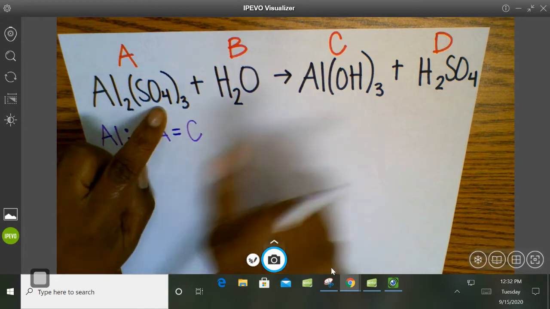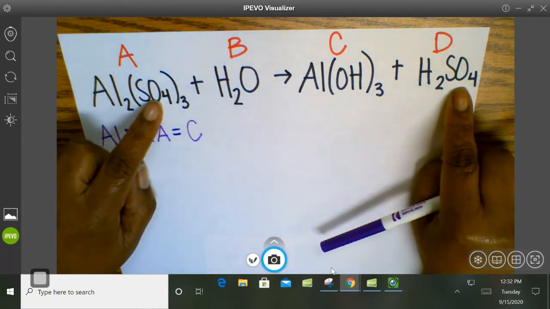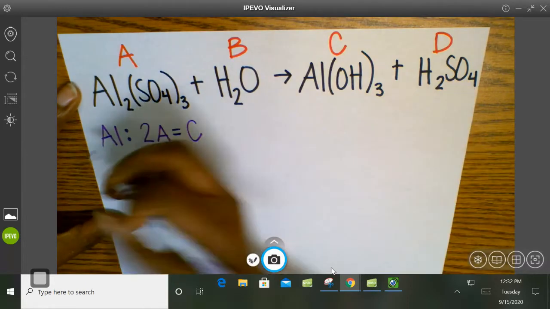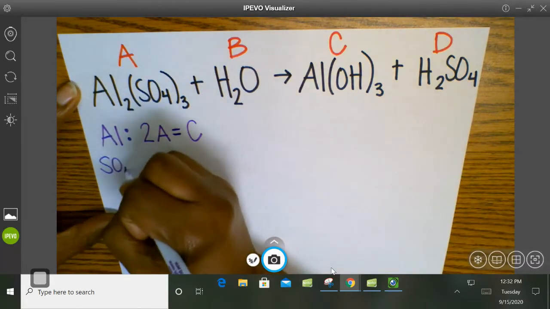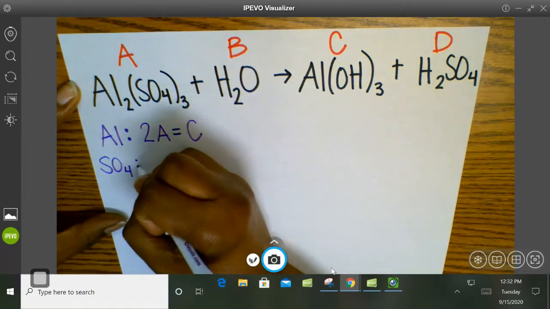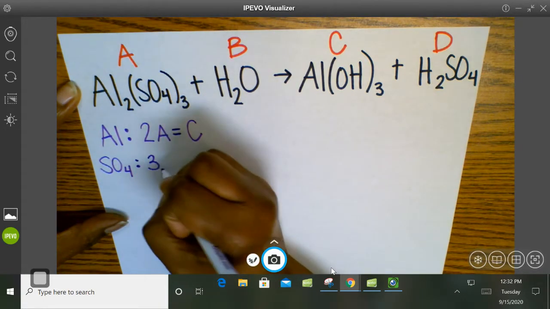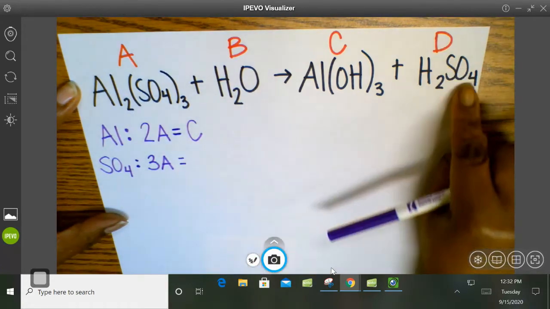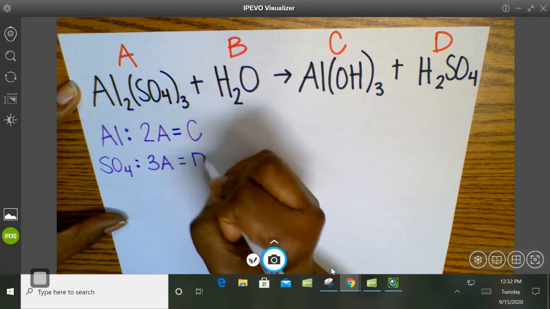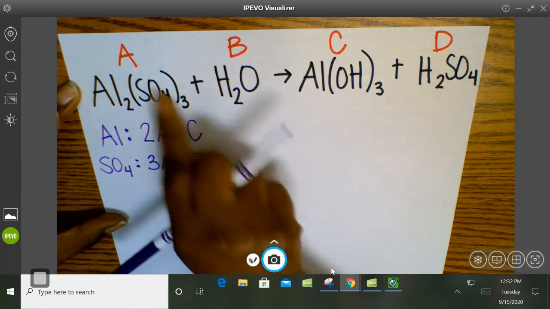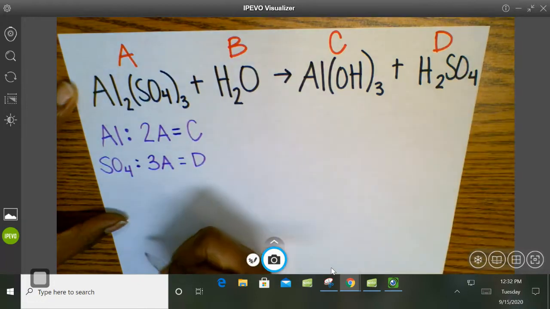SO4 I'm going to keep together, because there's SO4 on the reactant side and SO4 on the product side. With SO4, there's 3 under A. I don't have any more on the reactant side, and there's 1 under D. So for SO4, 3A equals D. 3 under A, 1 under D.